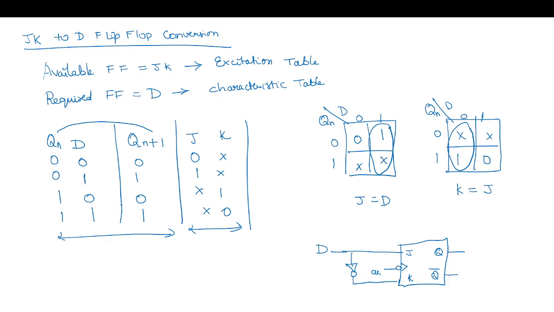Even SR in place of JK, in this table there may be some changes. Actually, we are not using SR because that 1 1 state is not allowed. So we remove that and make that 1 1 state toggle in the JK flip-flop. Otherwise, SR and JK for the other three combinations remain the same.